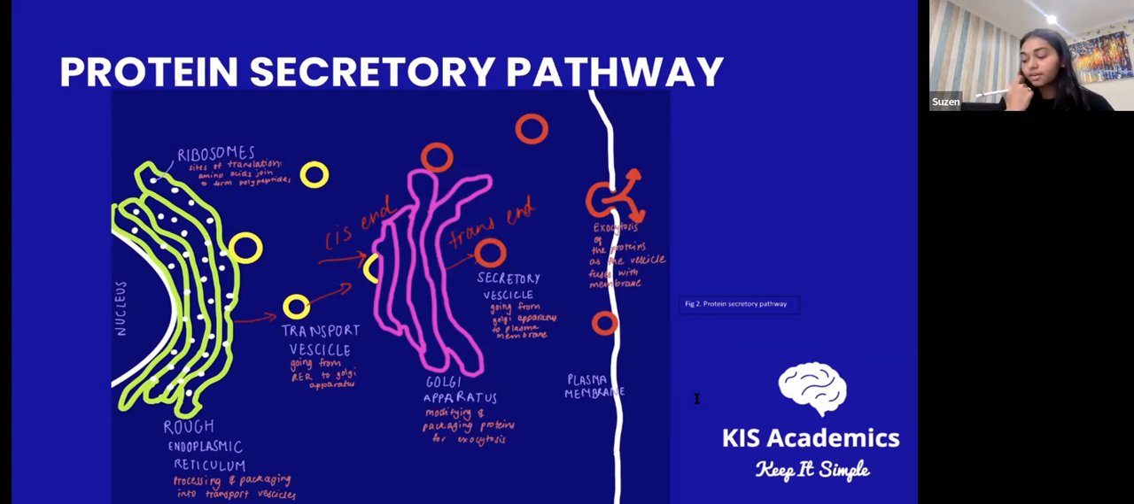Secretory vesicles' main function is to go from the Golgi apparatus to the plasma membrane for exocytosis. So once we reach our plasma membrane, exocytosis happens, which is pretty much when you have a vesicle, which has a very similar conformation to your plasma membrane, which allows it to merge with the membrane and expel its content out into the extracellular fluid.